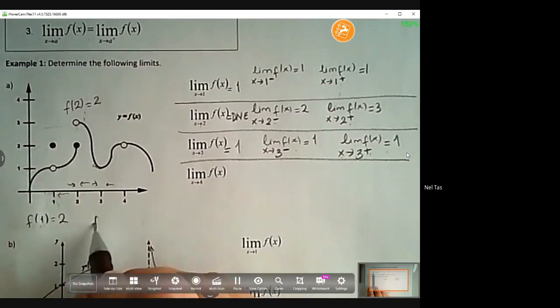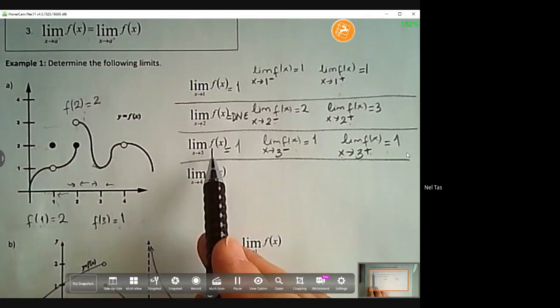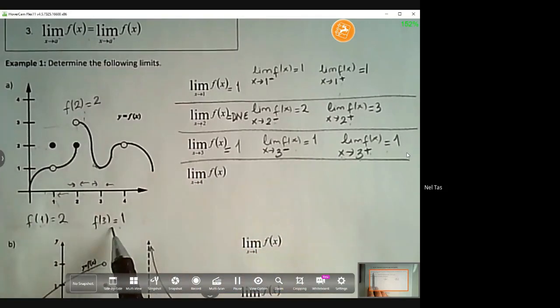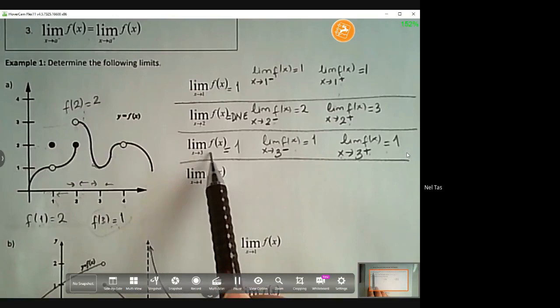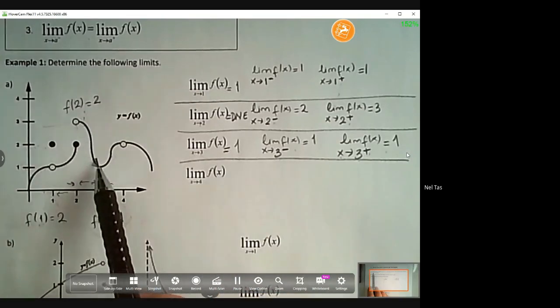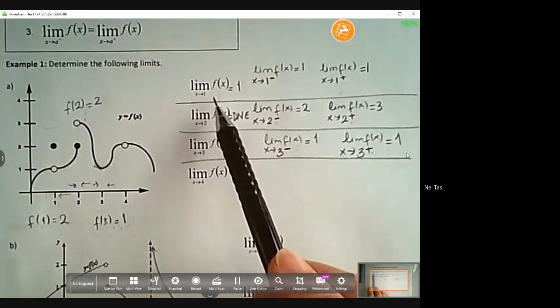Yes, if you look at f of 3, it is also 1. Okay. So in this case, limit and the value of the function are the same. So if that is the case, the function is continuous at x equals 3. See? The value of the function is same as the limit at that point. Therefore, the function is continuous at x equals 3. You don't see any jump. You don't see any hole. So it's continuous.